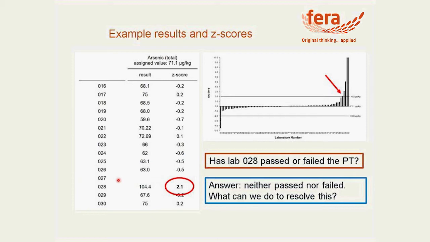Going back to our question, has Lab 28 passed or failed the PT with a Z-score of 2.1? The answer is that it's neither a pass nor a fail. It's that grey area, that 5% probability that it might be part of the normal distribution or it might not. So, how do we resolve this?